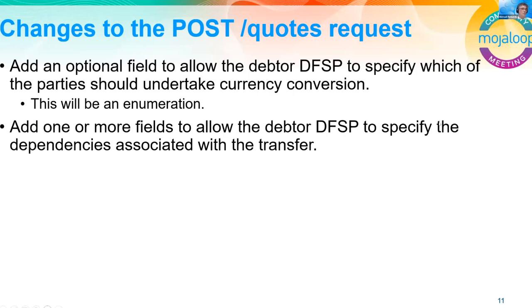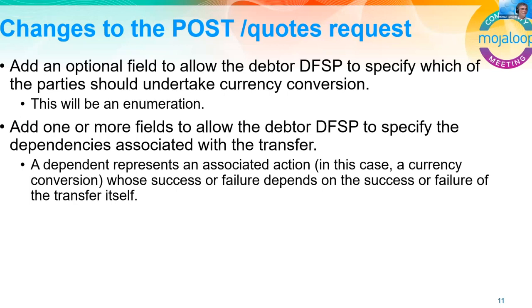We will also add one or more fields to allow the debtor DFSP to specify the dependencies associated with the transfer. Now, a dependent represents an associated action. In this case, it'll be a currency conversion whose success or failure depends on the success or failure of the transfer itself. So in a case where the debtor party is undertaking a foreign exchange currency conversion, they will add a dependent to the post quotes which they issue to say, and here is the dependent currency conversion on which this transfer depends.